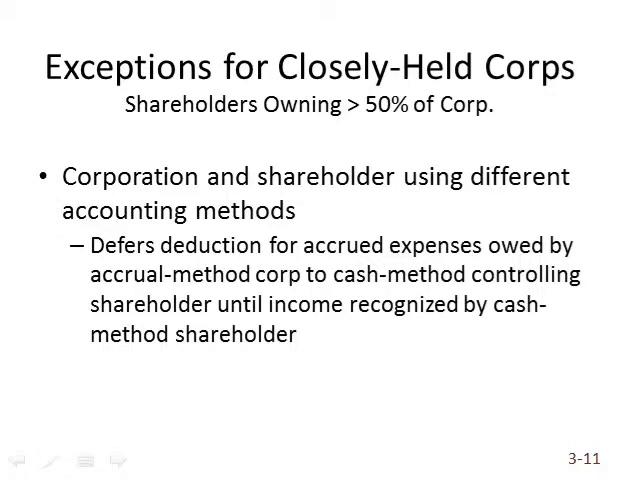And so we have that where controlling shareholders and corporations use different accounting methods, and so that would be perhaps one using the accrual, the other using the cash method. They are prevented from taking the deduction, or they defer the deduction under the circumstances we just talked about.